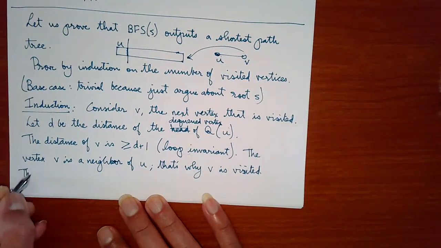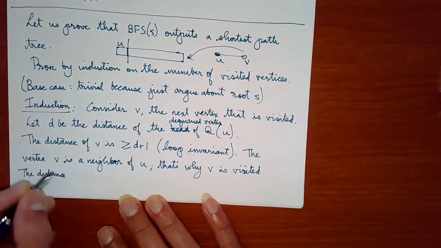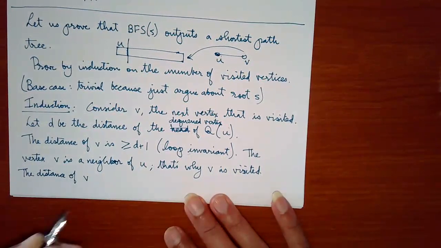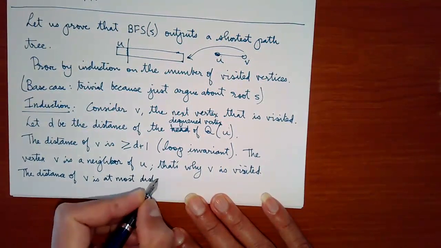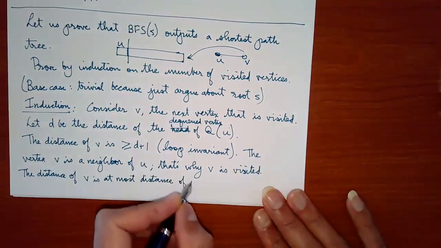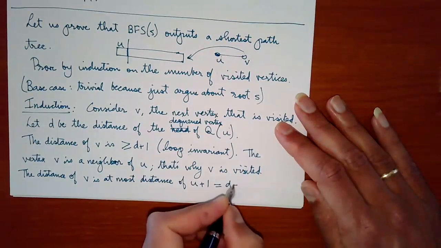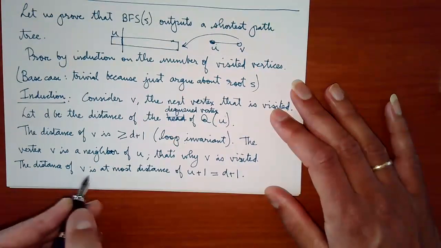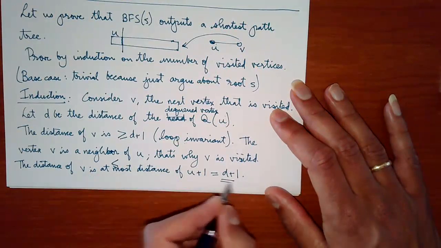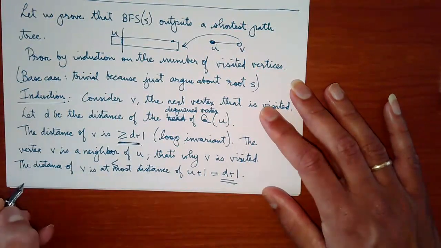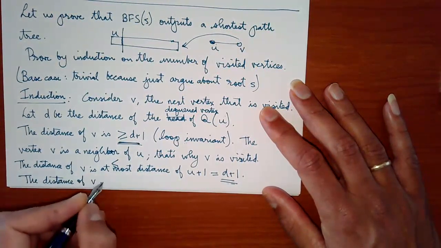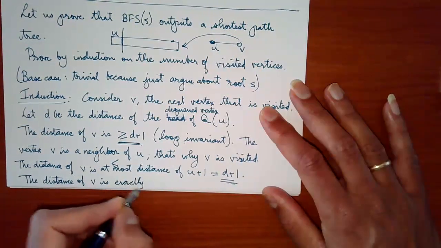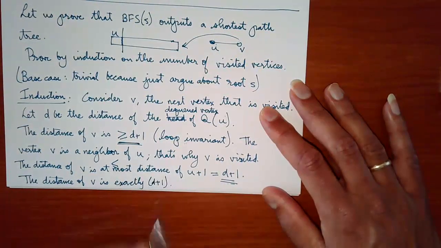So we know that the distance of V is at most the distance of U plus 1, and this is exactly D plus 1. So the distance of V is at most D plus 1. It is also at least D plus 1. So that means the distance of V is exactly D plus 1. Okay?